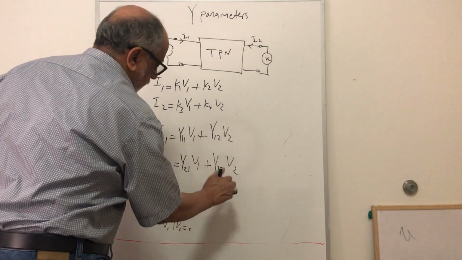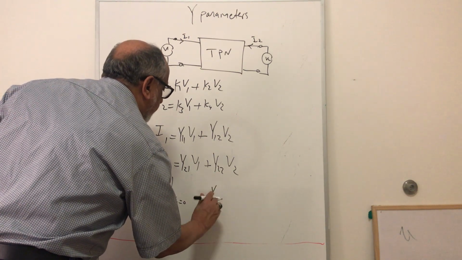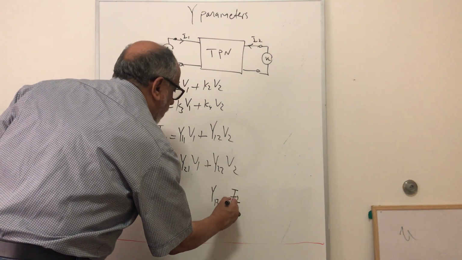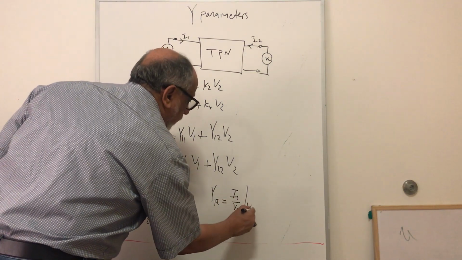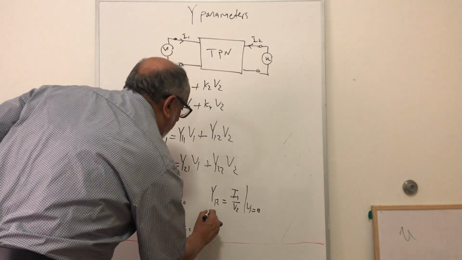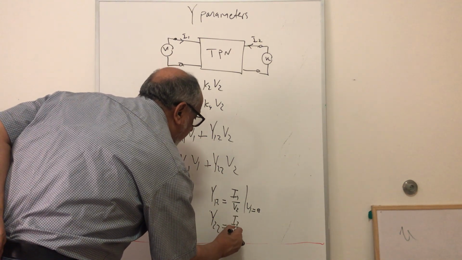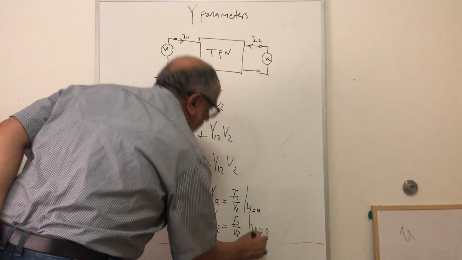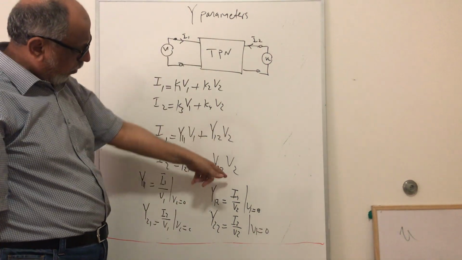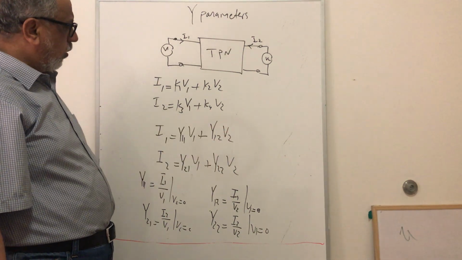And then I have to find the other two here. Then we can say Y12 is equal to I1 over V2 when V1 equal to 0. And Y22 equal to I2 over V2 when V1 equal to 0. So it is better to find the first two parameters together, because in this we set V2 equal to 0, so one circuit we use here, and then we use the other circuit to find the other two parameters.